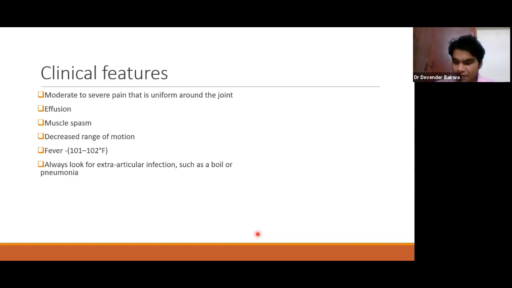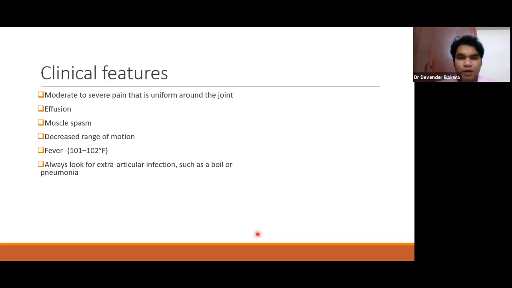And whenever there is septic arthritis, you have to always look for extra-articular foci. As we already discussed, in acute septic arthritis the most common mode of spread is hematogenous. It means somewhere in the body other than the joint, there will be some infection which has reached your joint because of bacteria.